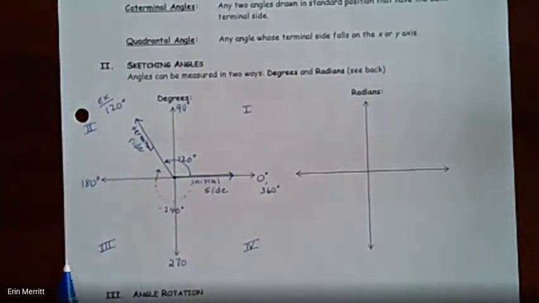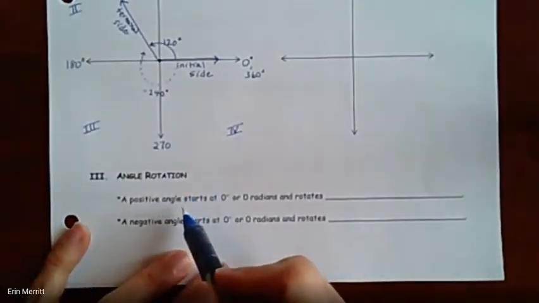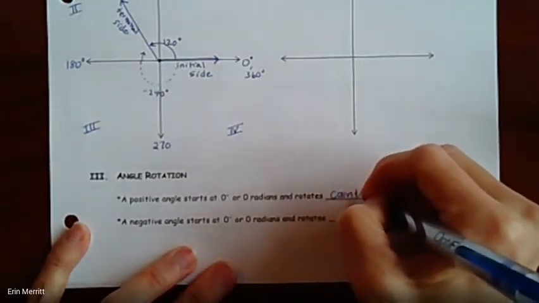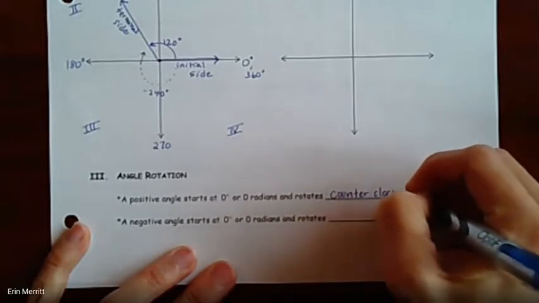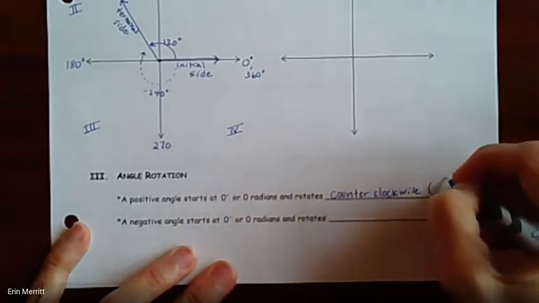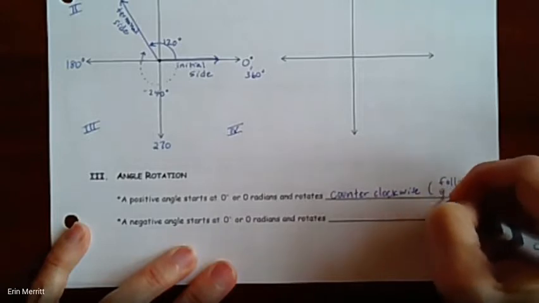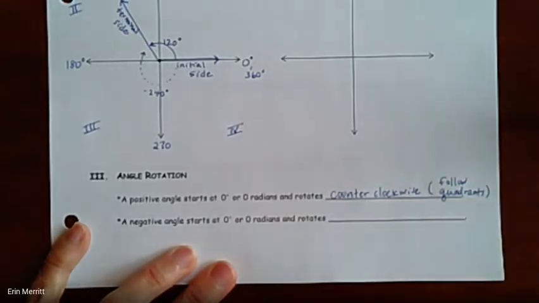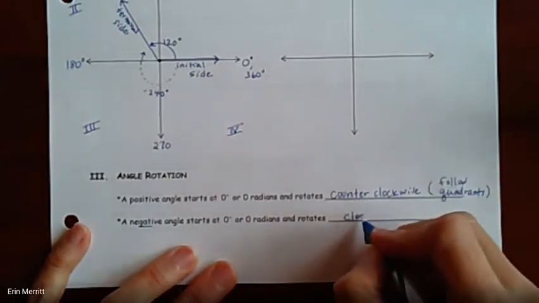So angles that are bigger than 360, whereas in the past it might have seemed weird to try to draw it, now I want you to think of it as a rotation. Angle rotation, if it's a positive angle, starts at 0 or 0 radians, and it's going to rotate counterclockwise. But I always like to think of that as it follows the quadrants. And then if it's a negative angle, it just means that you're rotating in the opposite direction. So you're going to go clockwise.